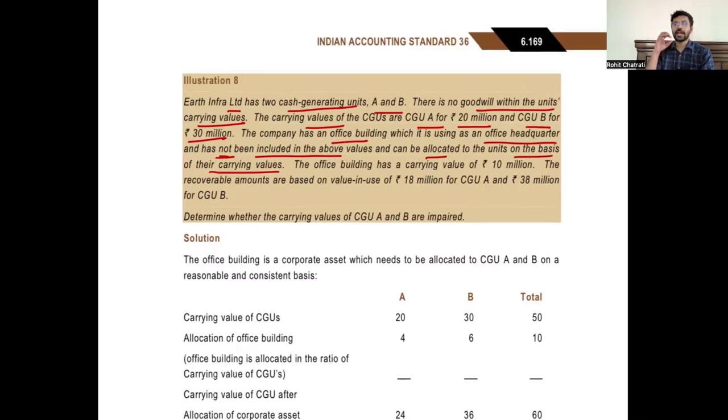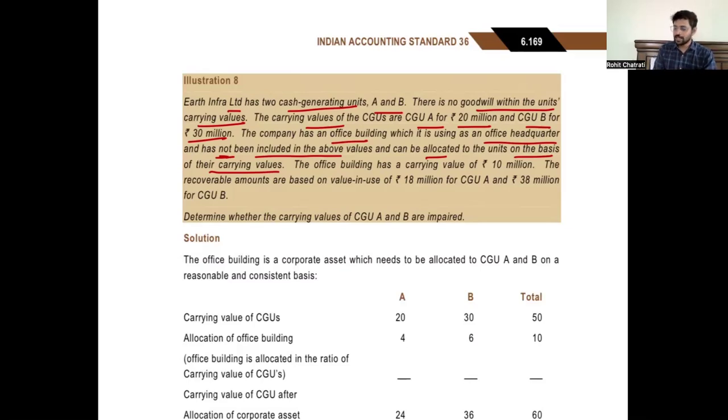Now, typically, a head office related building can never generate cash, right? Because the head office is an administrative building. The office headquarters is an administrative building, and that can never generate cash. So that is called a corporate asset. Basically, these are administrative assets.